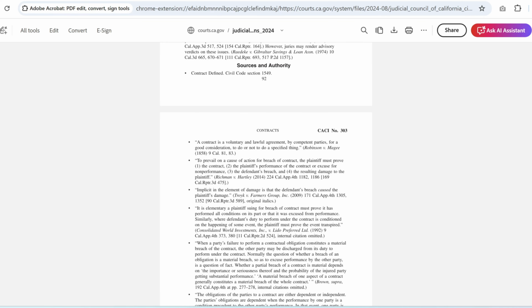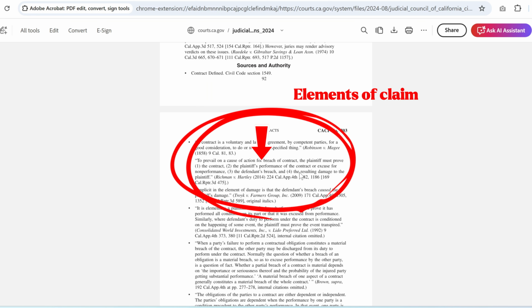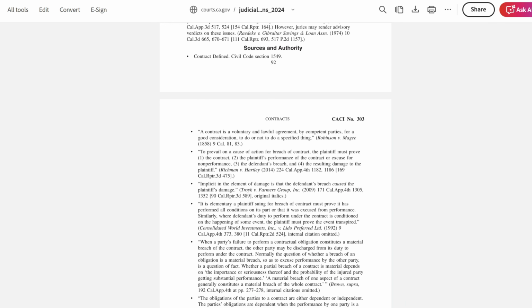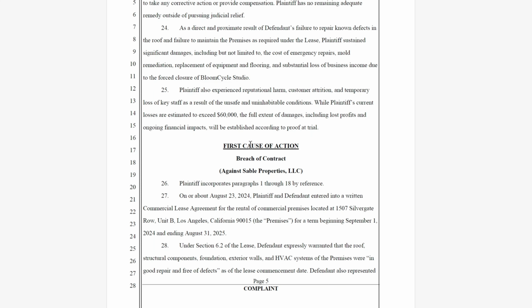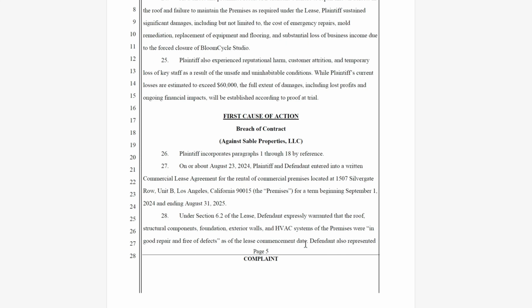Once we have the elements, we compare them against the complaint. In breach of contract, there are 4 required elements. First, the existence of a contract. Second, the plaintiff's performance of the contract or a valid excuse for non-performance. Third, the defendant's breach. And finally, damages suffered by the plaintiff. Only if all elements are clearly stated in the complaint and supported by facts will the claim survive dismissal.